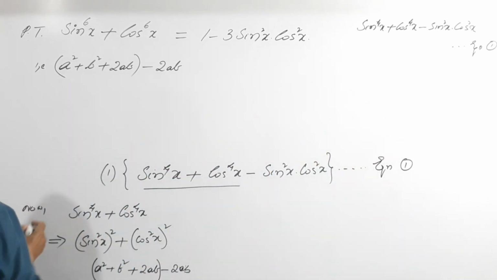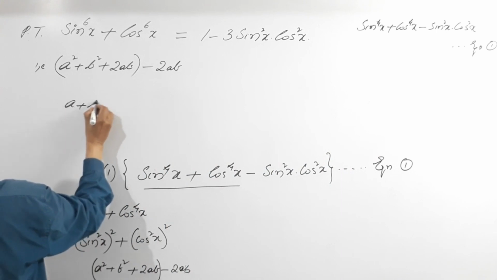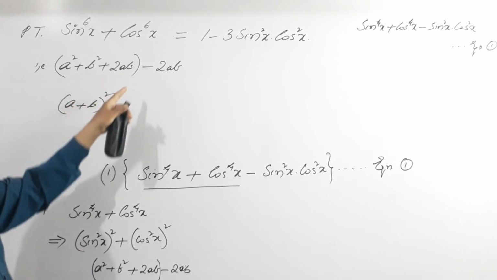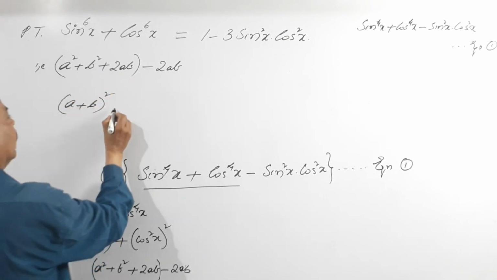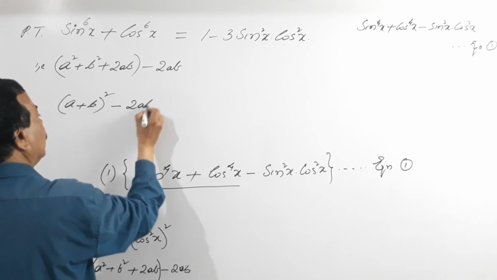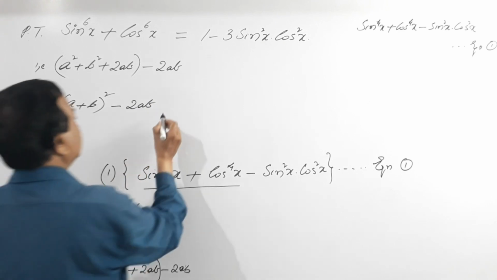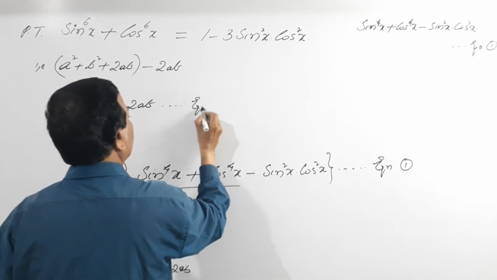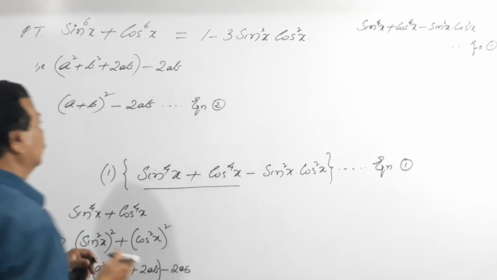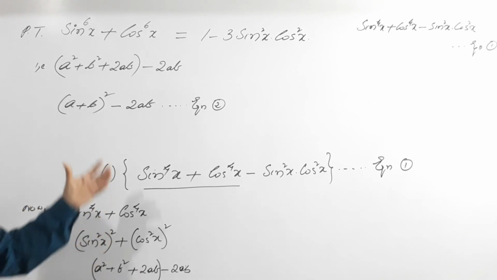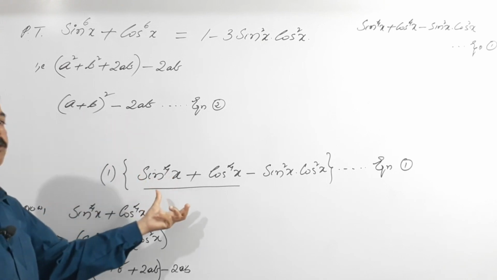तो a square plus b square क्या होगा, I write this as a plus b the whole square, because a square plus b square plus 2ab is nothing but a plus b the whole square minus 2ab. I call this equation 2. So what I'll do, इस इक्वेशन को इक्वेशन में डाल दूंगा.